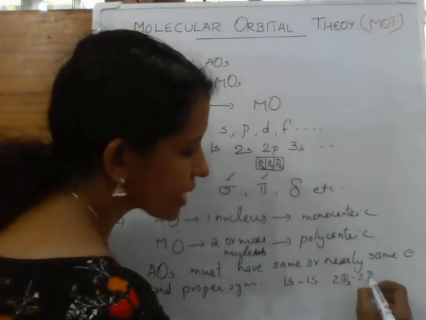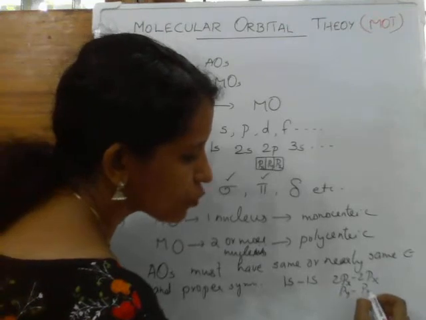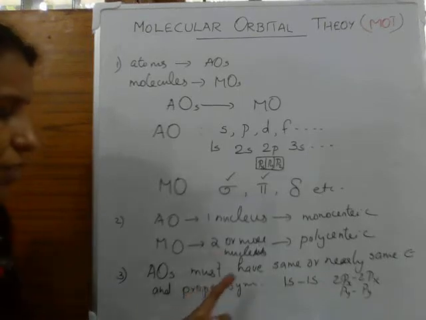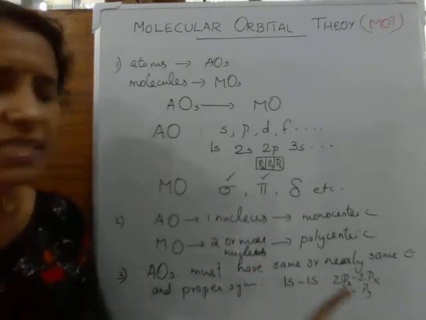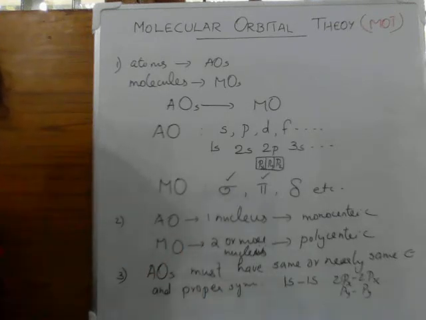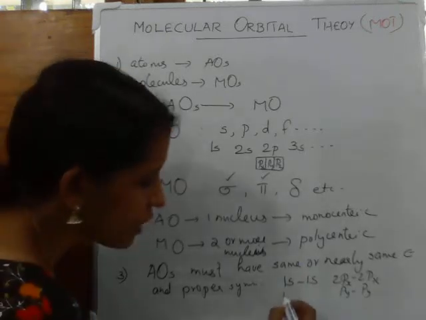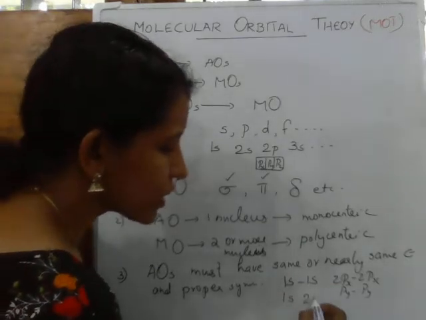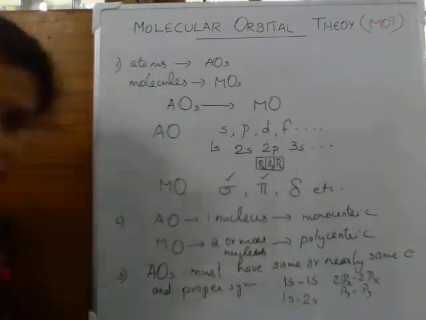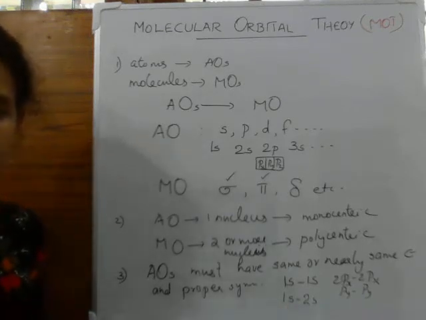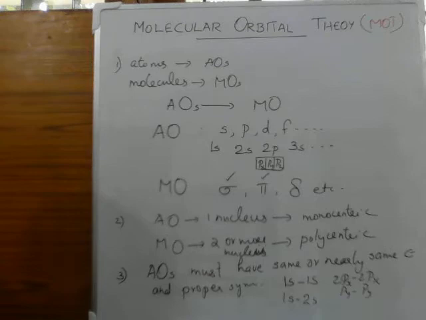2px can combine with 2px only. 2py can combine with 2py only. pz can combine with pz only. It means the combining orbitals should have the same or nearly the same energy, and they should have proper symmetry, meaning the shape should be the same. The 1s atomic orbital of one atom, if it has the same energy as the 2s orbital of another atom, these two can combine. Means the combining orbitals should have the same or nearly the same energy, and they should have proper symmetry in order to form molecular orbitals.